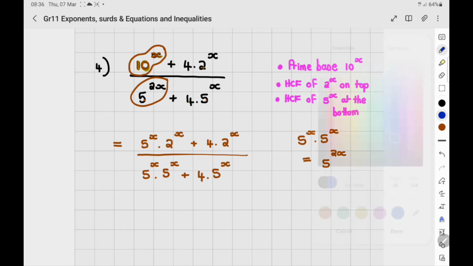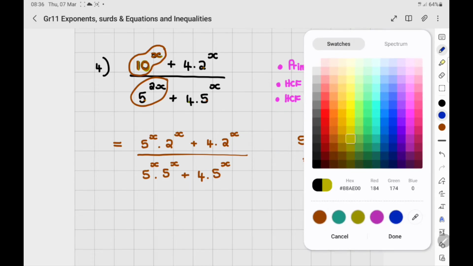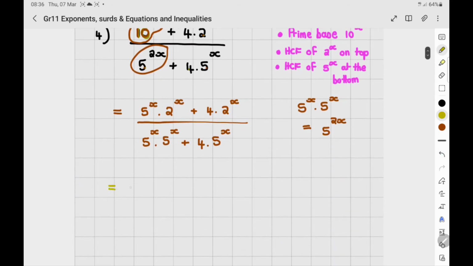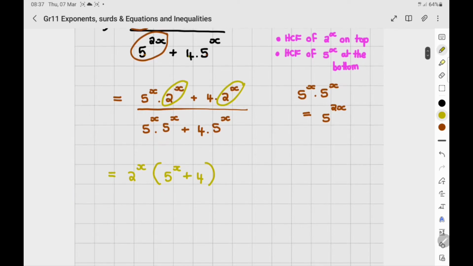Okay, now between these two terms, can you see there's two terms at the top? Okay, so now between these two, look carefully. What is the same? Aha, this 2 to the power x. So I'm going to take out a 2 to the power x at the top. And what is left? 5 to the power x plus 4. So if I take that out, I always circle it like that. That is my highest common factor, and what is left is what is not highlighted.